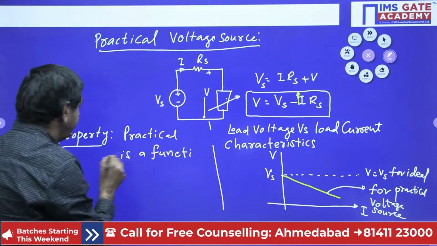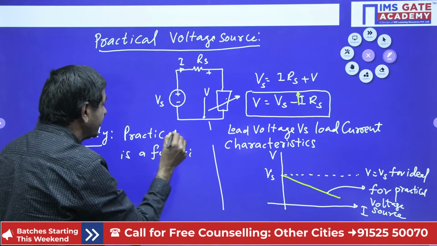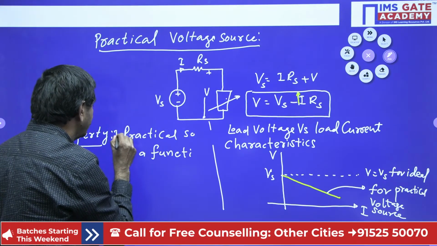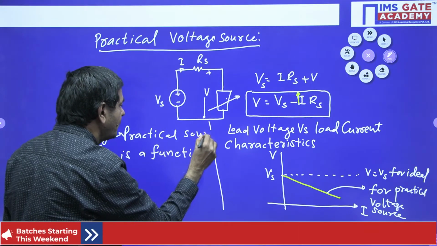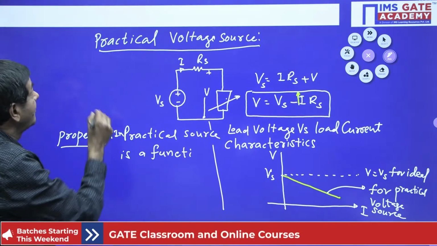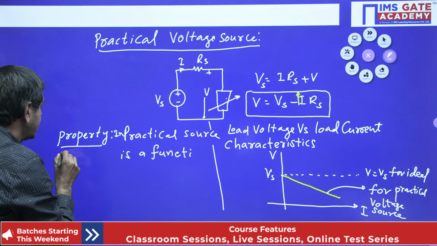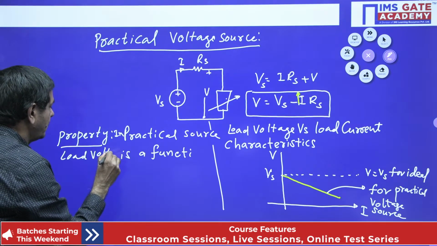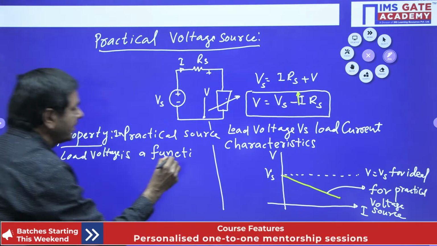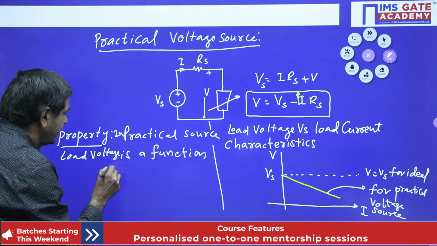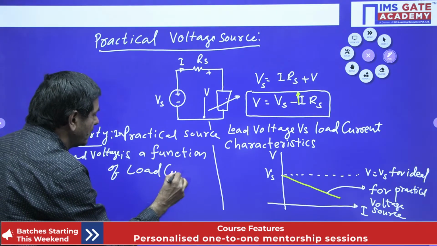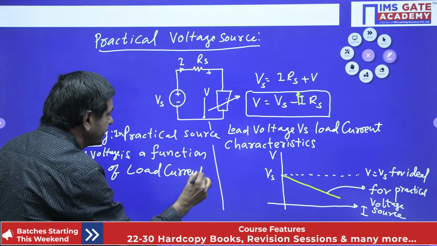Practical source. In practical source I can write now, in practical source, what source? Voltage source. But load voltage is a function of load current, we can write now. Load current is possible. This is the main property.